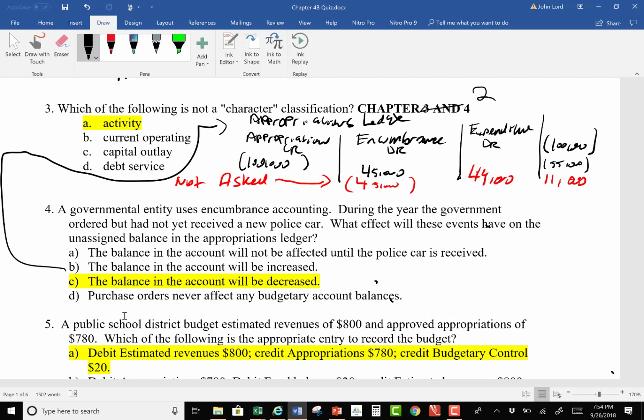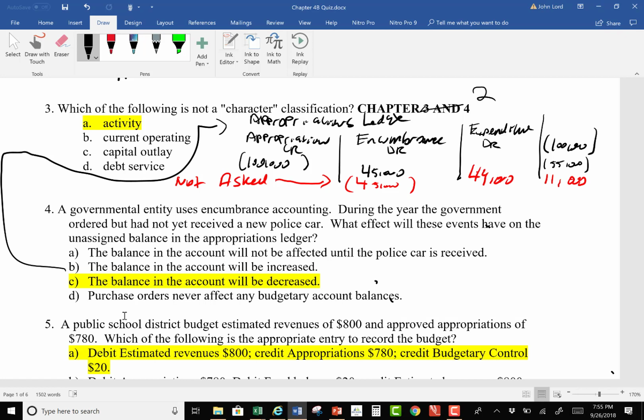Good. I reverse this as though the stuff came in. So I go ahead and I debit budgetary control for 55,000. I credit the encumbrance for $55,000, thus closing my encumbrance, right? The encumbrance has to be 0 at the end of the year, doesn't it? The budgetary control has to be 0 at the end of the year, doesn't it? Are they 0 now?